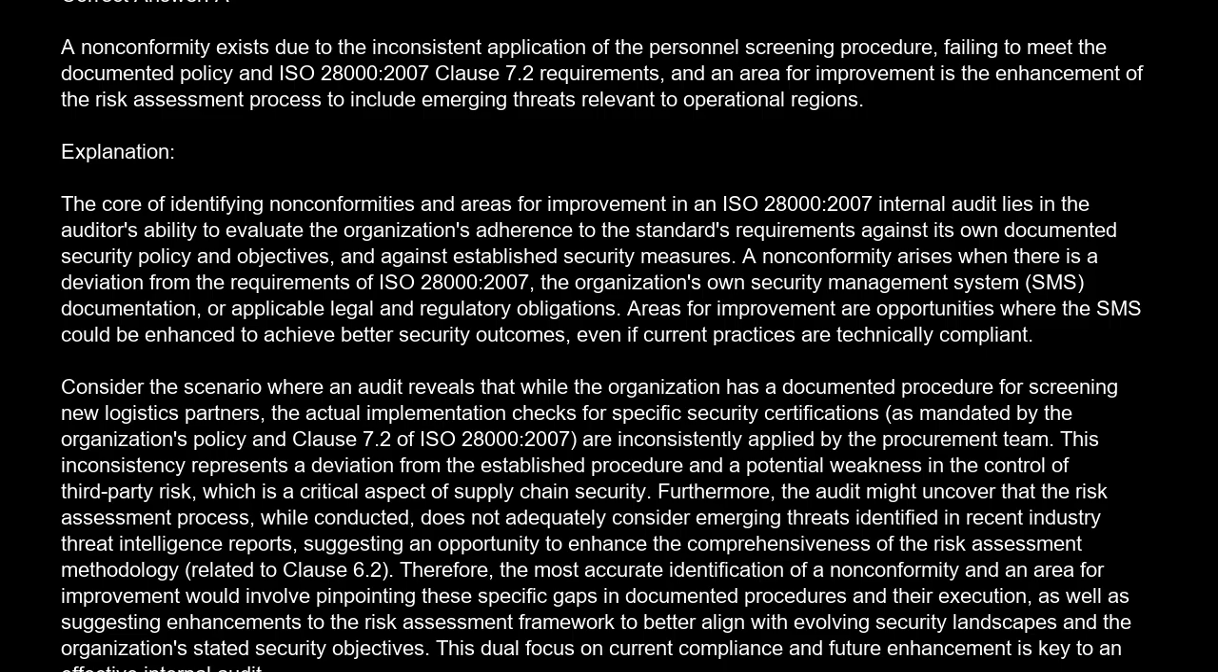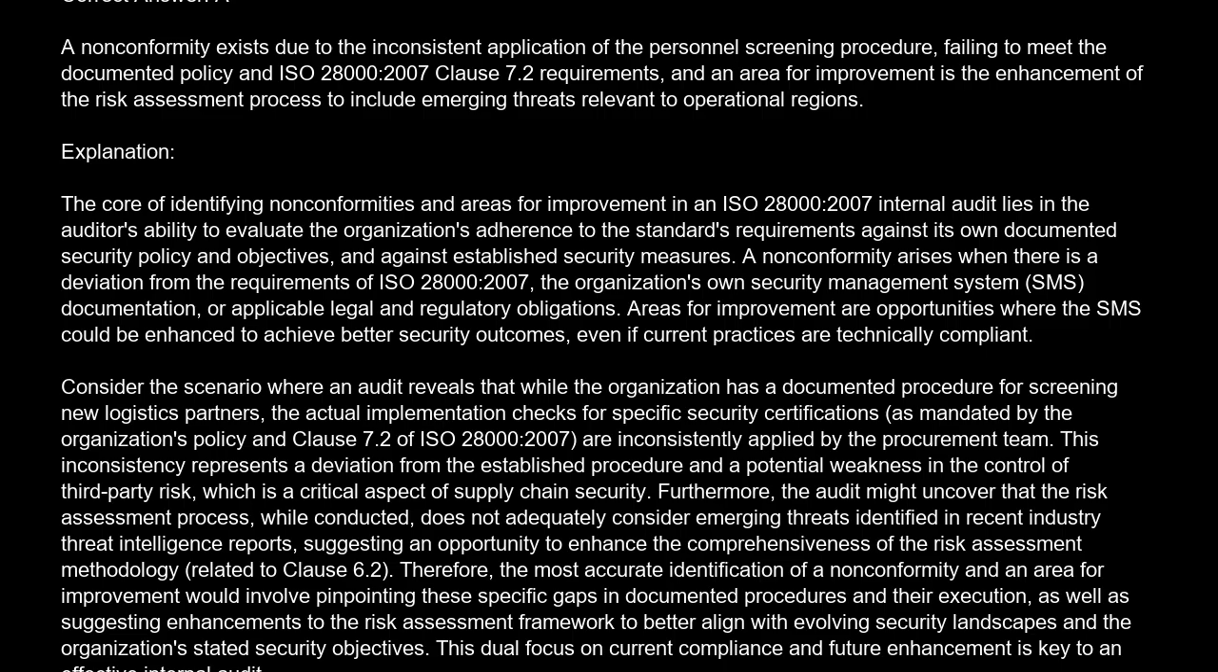Consider the scenario where an audit reveals that while the organization has a documented procedure for screening new logistics partners, the actual implementation checks for specific security certifications, as mandated by the organization's policy and Clause 7.2 of ISO 28000-2007, are inconsistently applied by the procurement team. This inconsistency represents a deviation from the established procedure and a potential weakness in the control of third-party risk, which is a critical aspect of supply chain security.